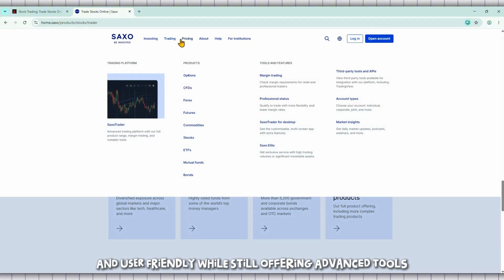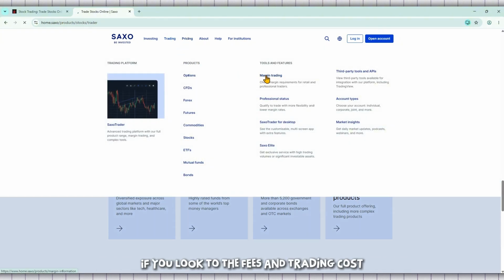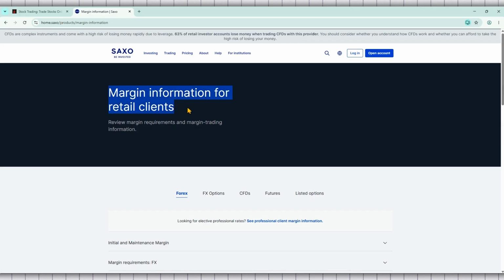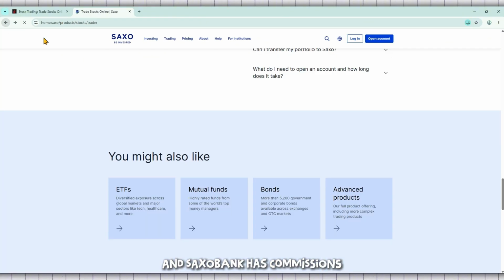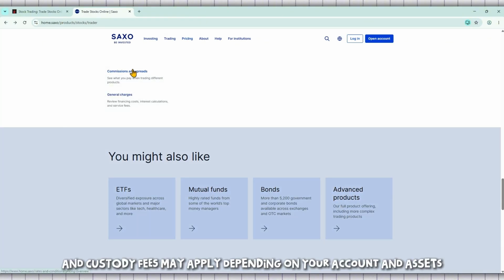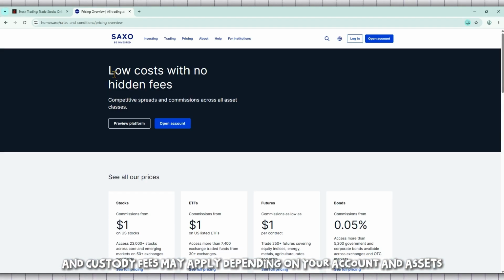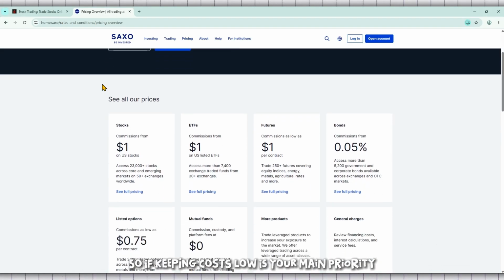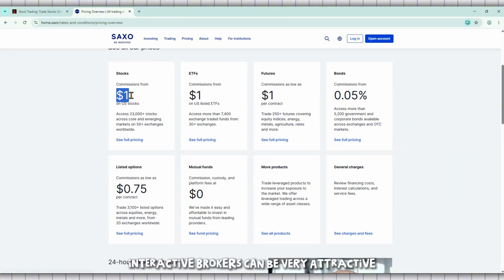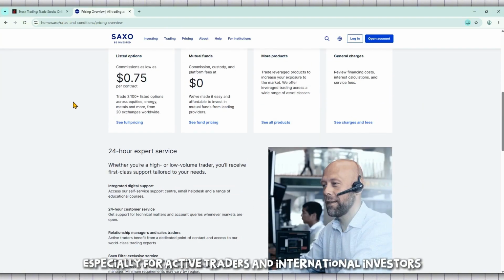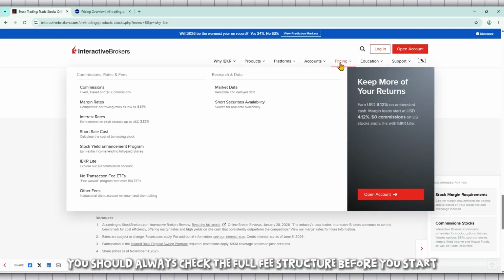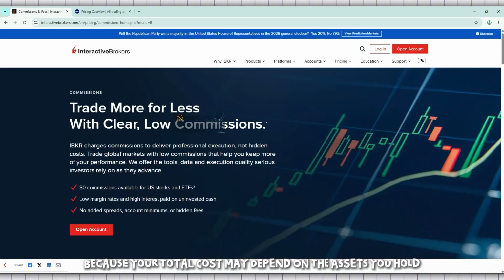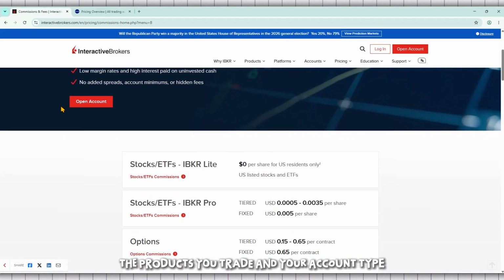If you look at the fees and trading costs, Interactive Brokers has low commissions, tight spreads, and margin interest for leverage trading. And Saxo Bank has commissions, spreads, and custody fees that may apply depending on your account and assets. So if keeping costs low is your main priority, Interactive Brokers can be very attractive, especially for active traders and international investors. With Saxo Bank, you should always check the full fee structure before you start, because your total cost may depend on the assets you hold, the products you trade, and your account type.